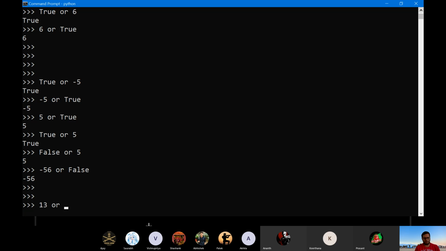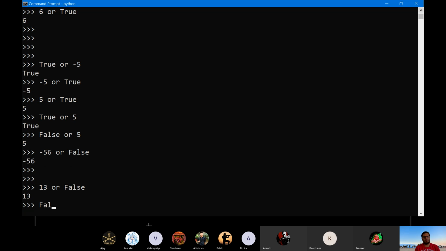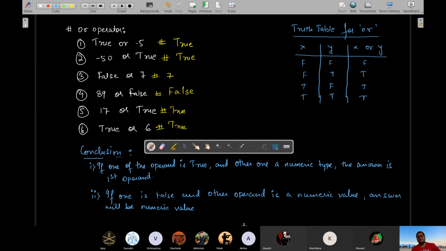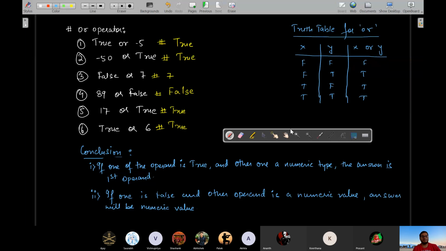13 और false, answer should be numeric value. Yes, false or 4.5, answer should be numeric value. ठीक. So just remember these observations. अब इसका लॉजिक क्या है, I cannot say. I have also observed from the behavior only.